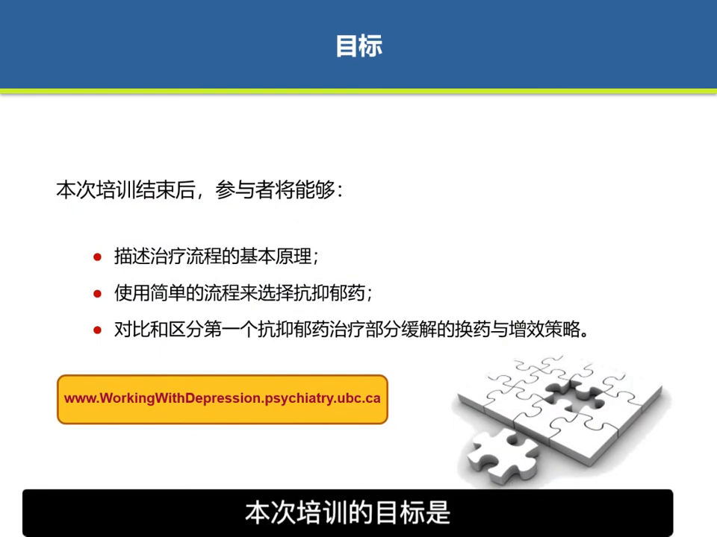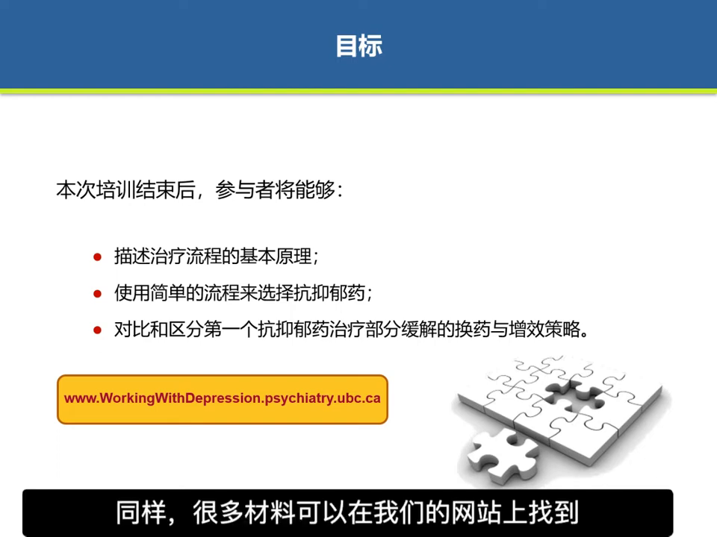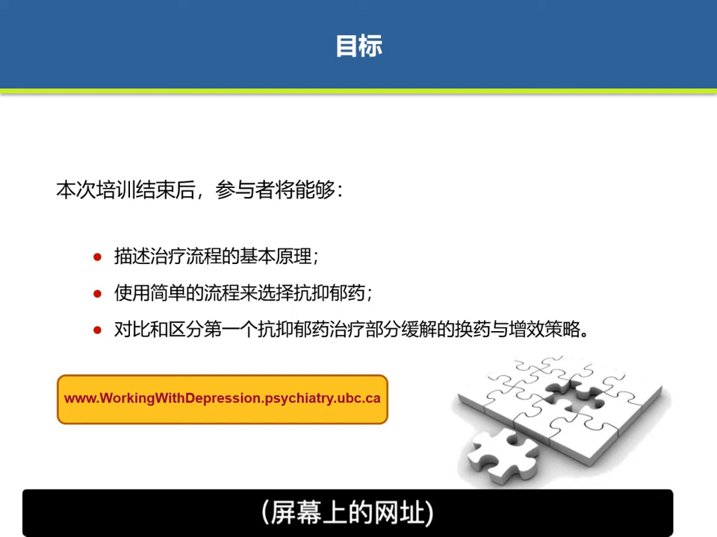The objectives for this presentation are to describe the rationale for treatment algorithms, to show a simple algorithm for selecting an antidepressant, and then to look at switching and adjunctive strategies when the first antidepressant isn't working well enough. Again, many of these resources are available at our website, workingwithdepression.psychiatry.ubc.ca.